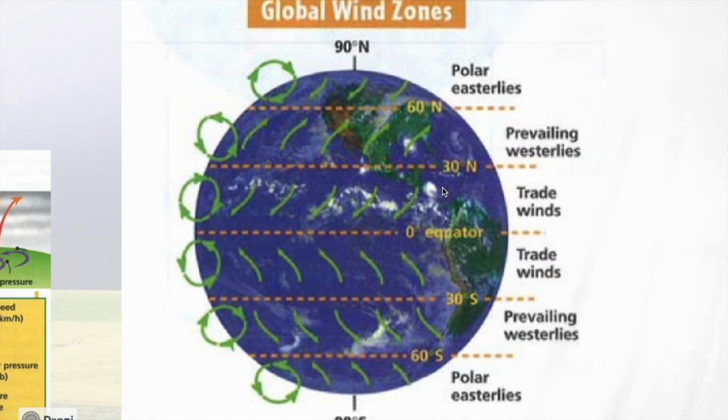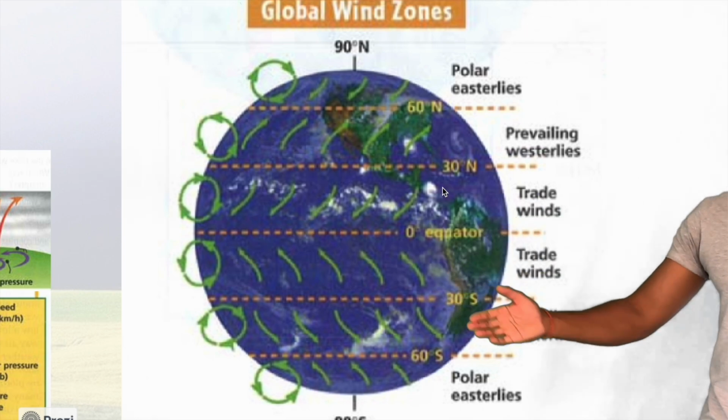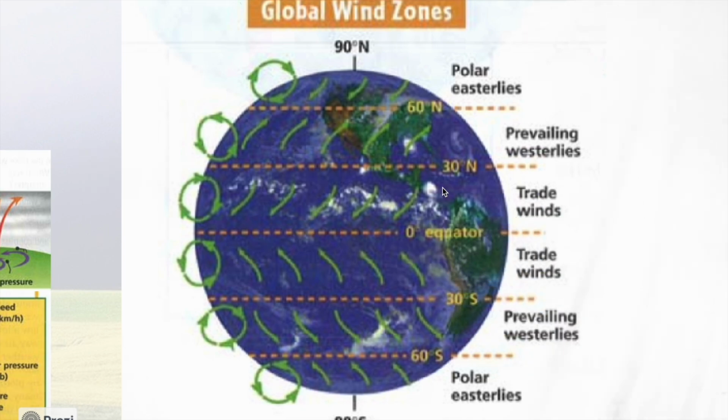All right, and they have cool names: polar easterlies, prevailing westerlies, trade winds, trade is right at the equator, and then prevailing westerlies and polar easterlies again.